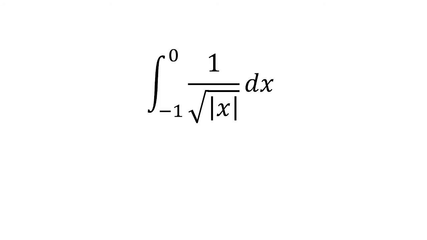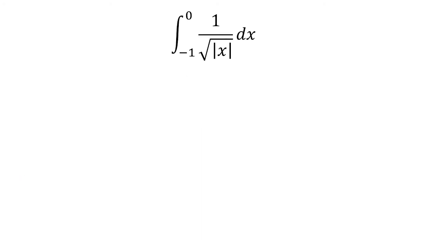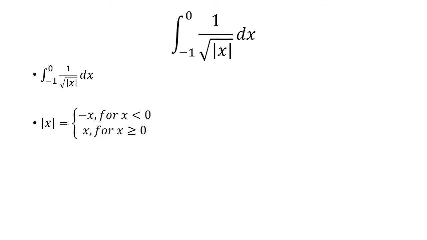In this video, we'll be integrating from -1 to 0 of 1 over the square root of the absolute value of x. First, let's look at the absolute value of x. The absolute value of x is equal to -x for x being less than 0, and it's equal to x for x being greater than or equal to 0. So let's look at what this actually means.